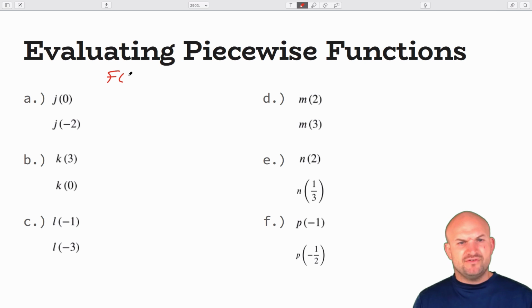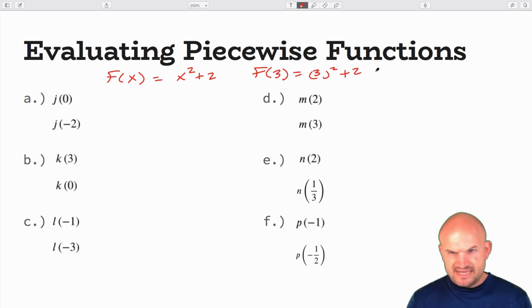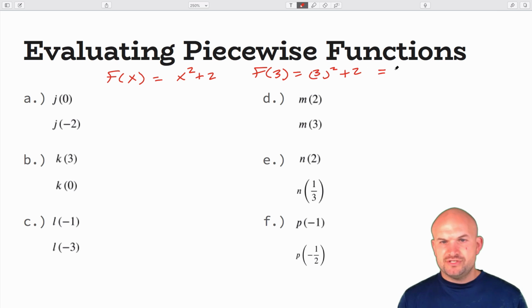If I have f of 3, let's do this again real quick. If I have f of x, let's just call it f of x equals x squared plus 2. And if I say, what is f of 3? Well, then we just plug in 3 for x, right? Fairly basic stuff. So f of 3 is going to equal 11, right?